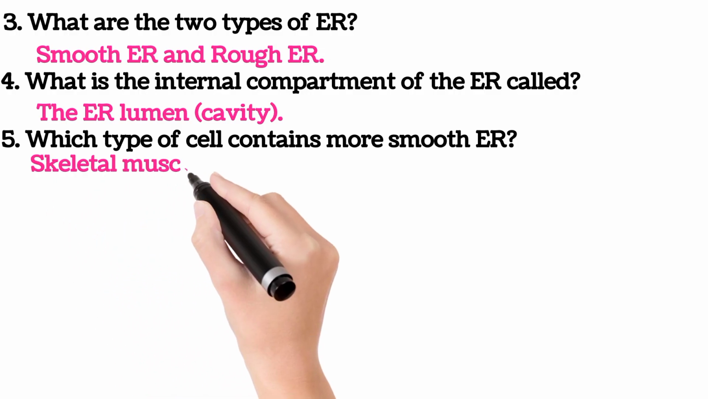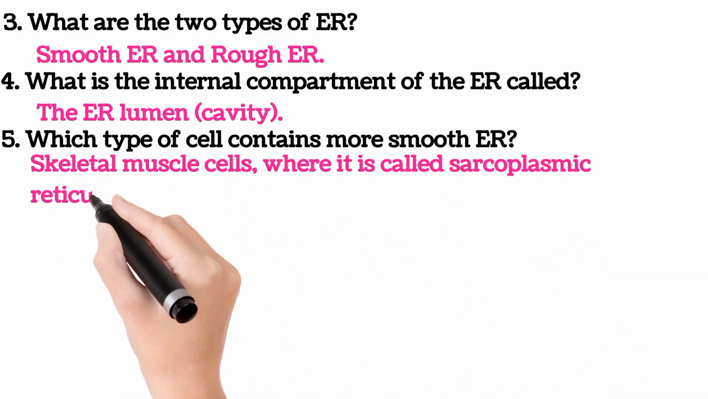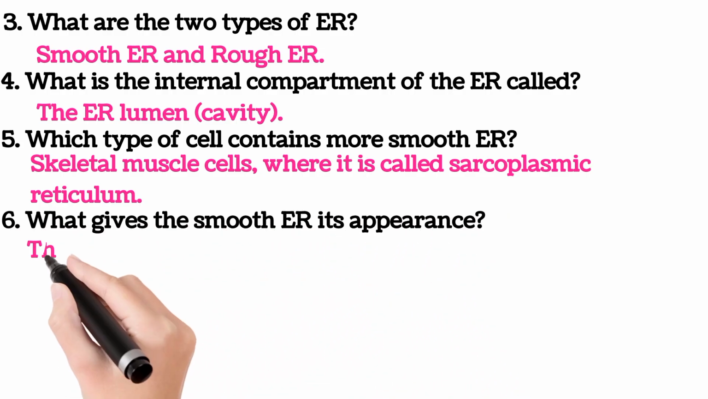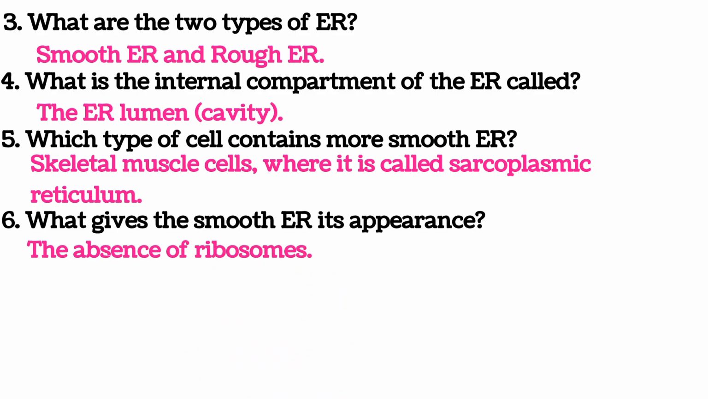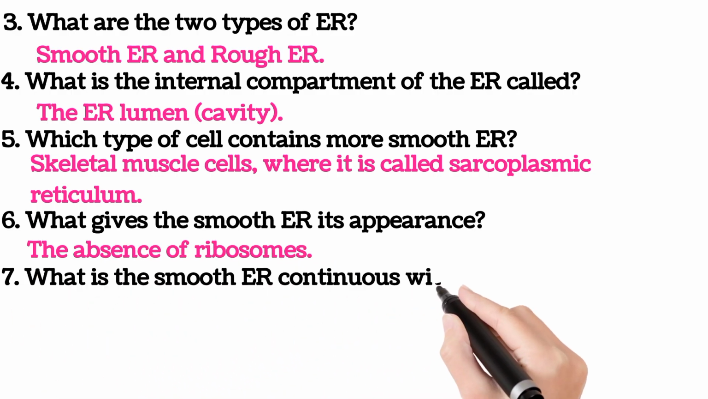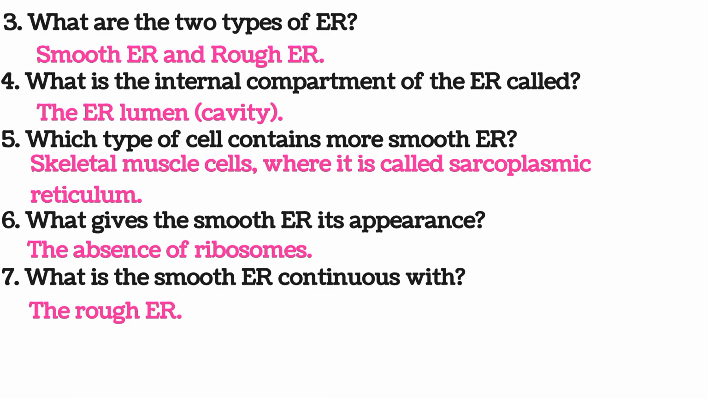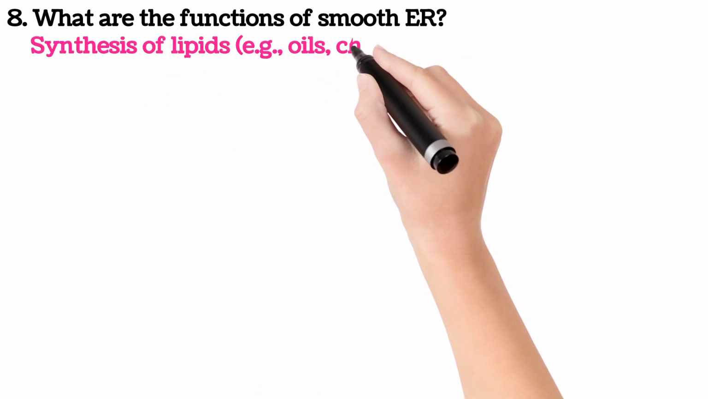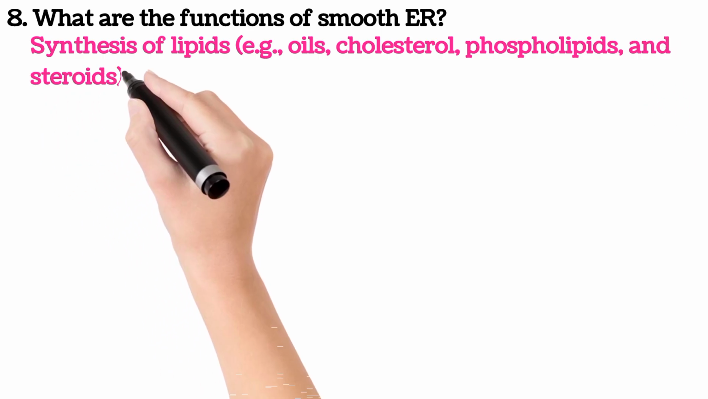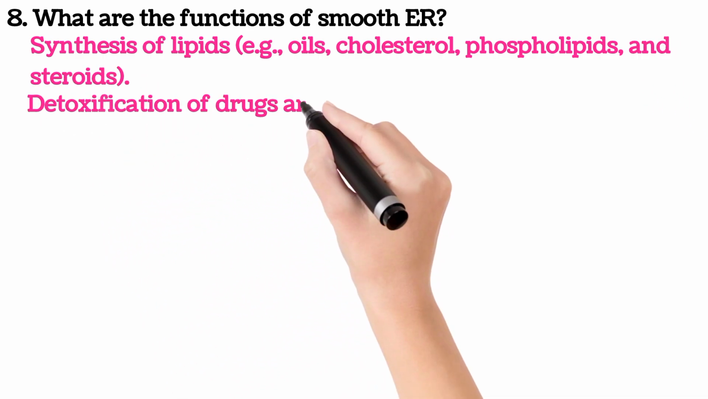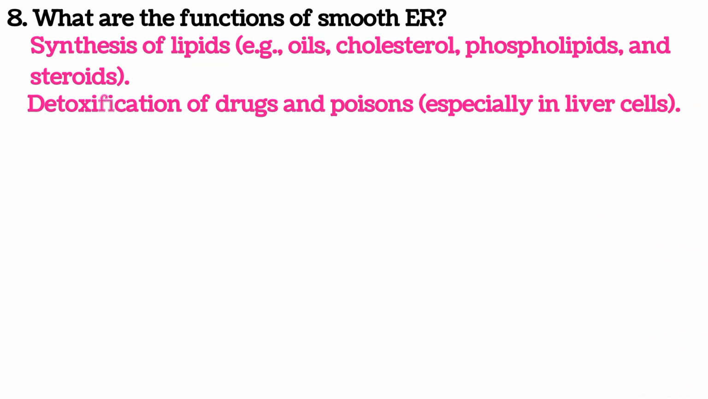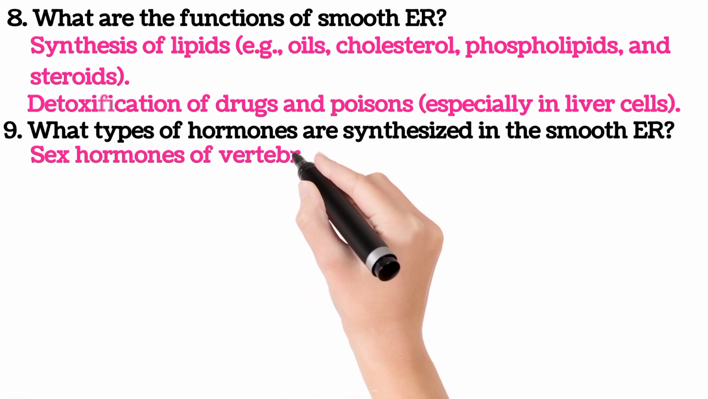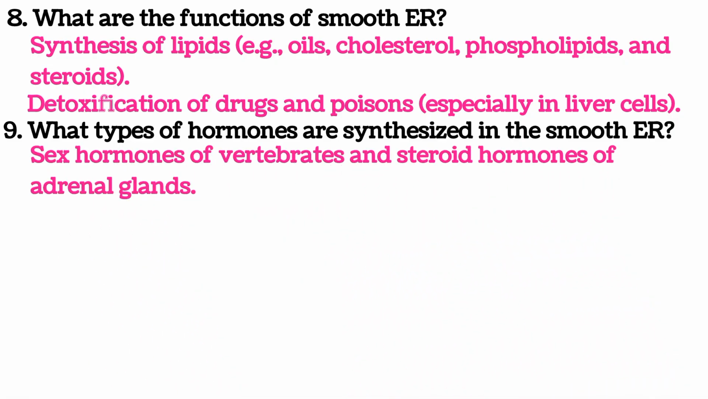Which type of cell contains more smooth ER? Skeletal muscle cells, where it is called sarcoplasmic reticulum. What gives the smooth ER its appearance? The absence of ribosomes. What is the smooth ER continuous with? The rough ER. What are the functions of smooth ER? Synthesis of lipids, e.g., oils, cholesterol, phospholipids, and steroids. Detoxification of drugs and poisons, especially in liver cells. What types of hormones are synthesized in the smooth ER? Sex hormones of vertebrates and steroid hormones of the adrenal gland.